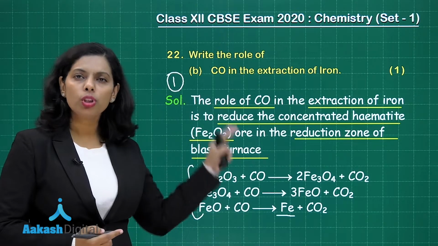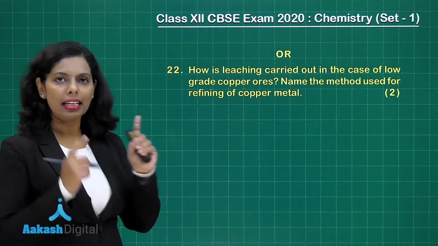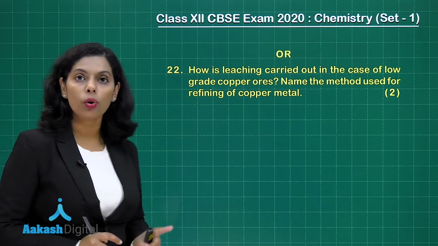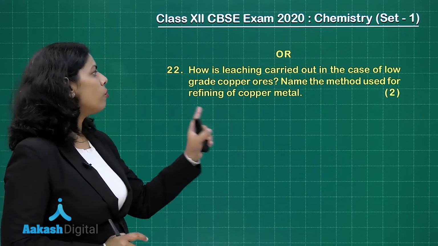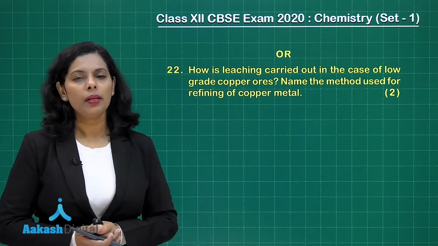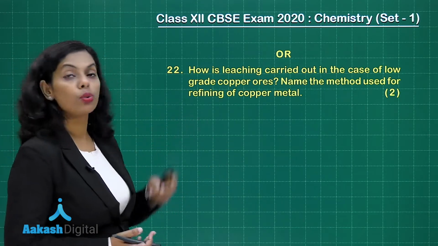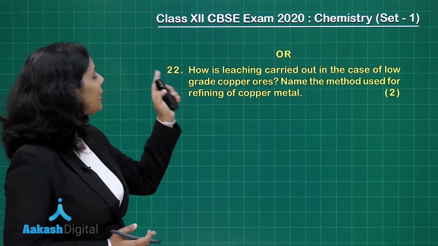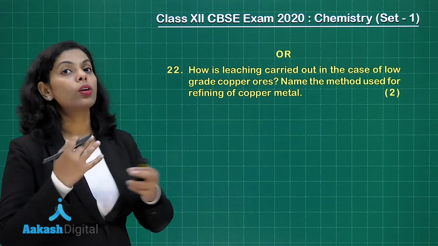Further, if you are not choosing this option, you can choose the second option here. How is leaching carried out in the case of low-grade copper ores? Further, name the method used for refining of copper metal. Basically, for the refining of the copper metal, we use the method of electrolytic refining. And what would be the answer of the first part, where the leaching method is given for the extraction of copper from low-grade copper ores?